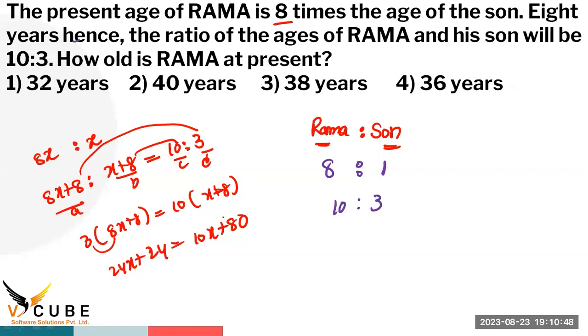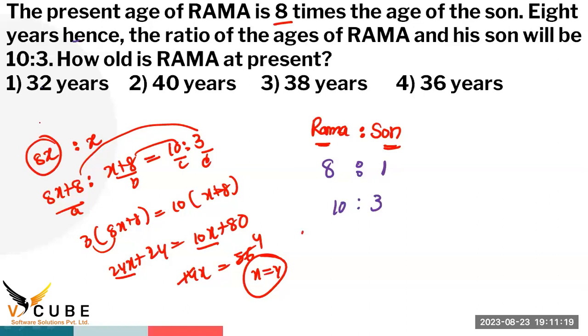Multiplication, yes, sir. Take the x terms to the left side: 24x minus 10x is 14x. 80 minus 24 is 56. So 14x equals 56, and 14 fours are 56. So x is 4 years. We have to find Rama's age.